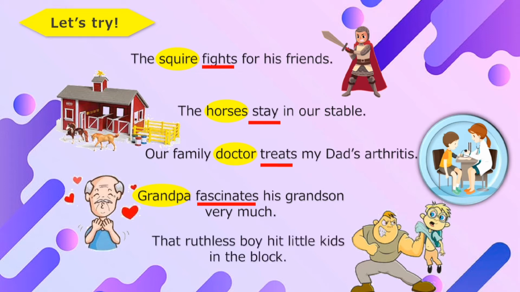That ruthless boy hit little kids in the block. Who are we talking about in the sentence? Yes, we are talking about the boy, and the boy is our subject in the sentence. What is the action in the sentence? Correct, that is hit, and hit is the verb in this sentence.